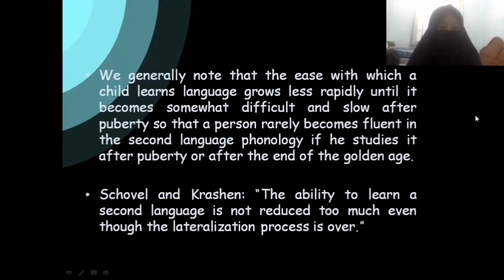So, the difficulty with acquisition of the second language is still related to golden age theory. We generally note that the ease with which a child learns language grows less rapidly until it becomes somewhat difficult and slow after puberty, so that a person rarely becomes fluent in second language phonology if he studies it after puberty or after the end of the golden age. However, according to Stoffel and Krashen, the ability to learn a second language is not reduced too much even after the realization process is over.